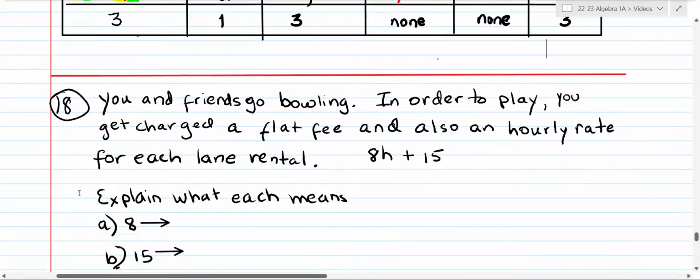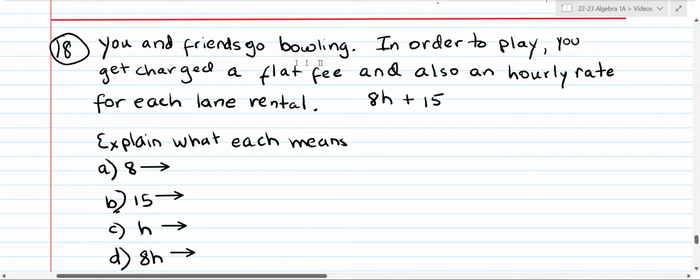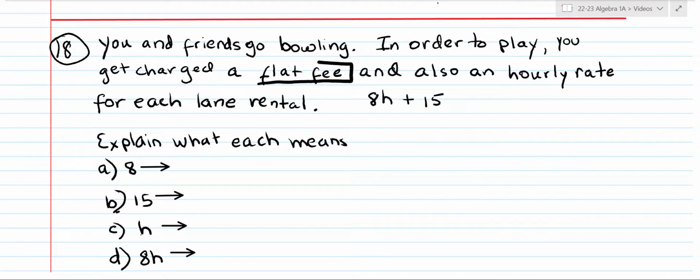Whew. All right, you and your friends go bowling. In order to play, you get charged a flat fee and also an hourly rate for each lane rental. So what does 8h plus 15 mean? Well, flat fee is usually like a constant. So in this case, this one is the flat fee. And there's an hourly rate for each lane rental.